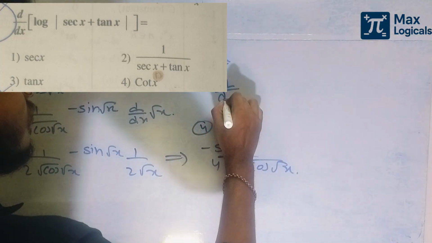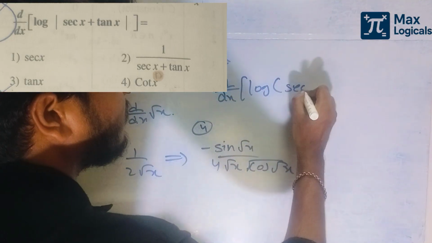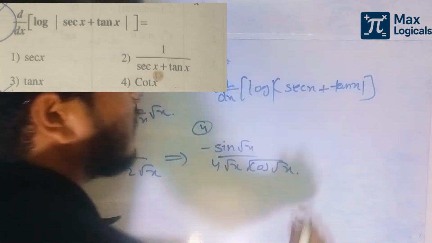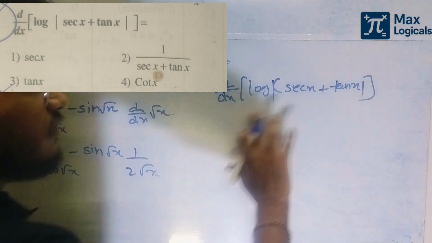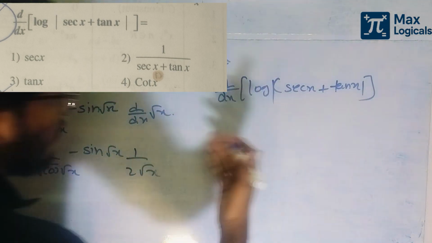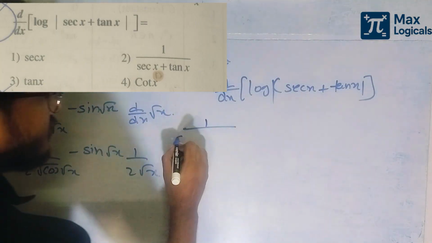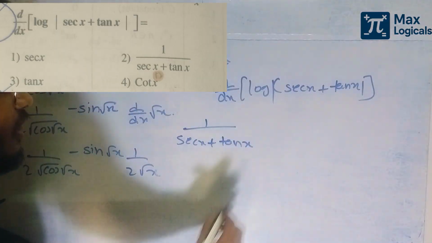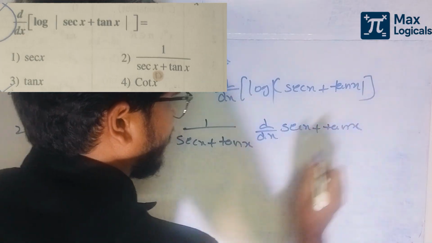The next question is d by dx of log of modulus of secant x plus tan x. Now we find the differentiation of this function. What is the differentiation of log x? We know the differentiation of log x is 1 by x, so that is 1 by secant x plus tan x. Again we differentiate secant x plus tan x.